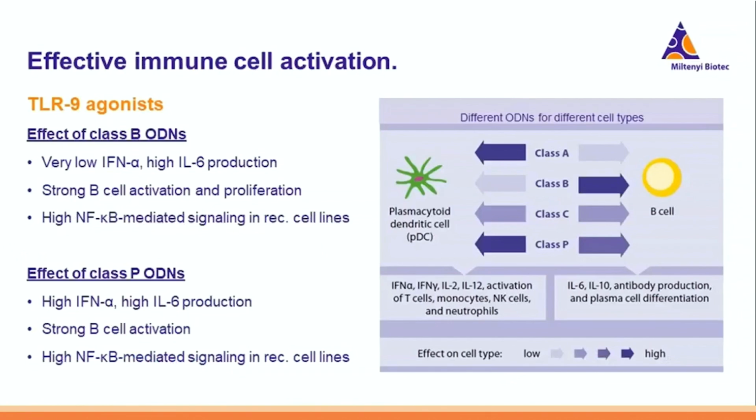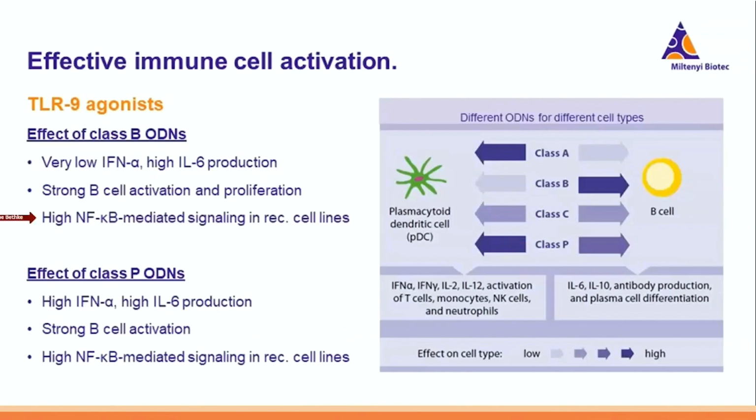So now I just want to give you a short side note on the TLR agonists. There are many different classes of ODNs, and for B cells, mainly the class B ODNs and the class P ODNs are interesting. There's a slight difference in what they do to the B cells. With the class B ODNs, you have very low interferon alpha production but high IL-6 production, so high activation and proliferation of the B cells. We also see that in recombinant cell lines, we have high NF-kappa B mediated signaling.